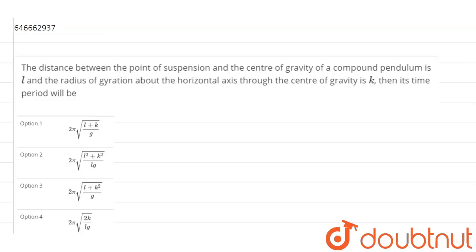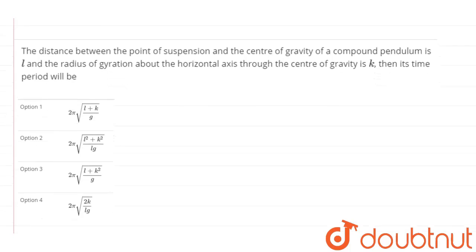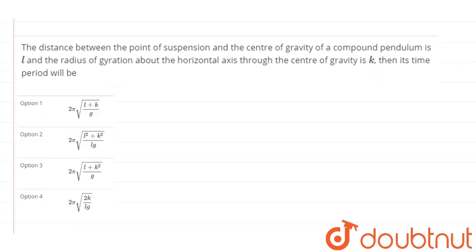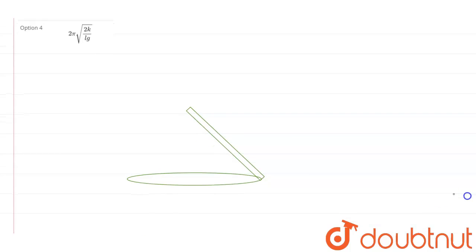The distance between the point of suspension and the center of gravity of a compound pendulum is L, and the radius of gyration about the horizontal axis through the center of gravity is K. Then its time period will be. So, in the question, we are talking about a compound pendulum. In this compound pendulum, the center of gravity is at a distance L from the point of suspension, and the radius of gyration is K at the center of gravity.